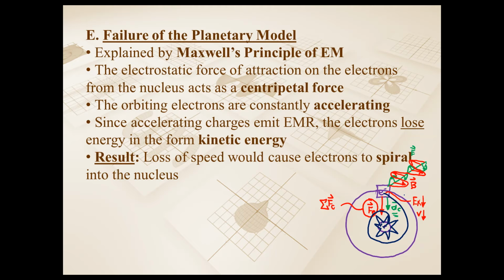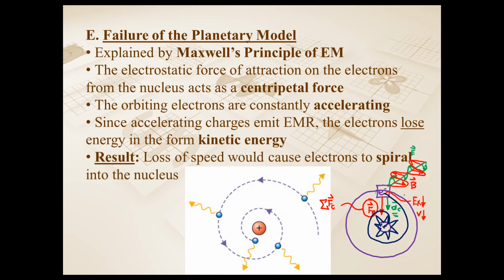So the result of this is this loss of speed causes the electron to, and again, it's continuously emitting EMR, because even when it's spiraling, it's still accelerating. It has centripetal acceleration, and then it just keeps giving off more and more EMR. So eventually it's going to keep losing speed, will lose its kinetic energy, lose speed, spirals into that nucleus, and then it explodes. So this model is also insufficient.